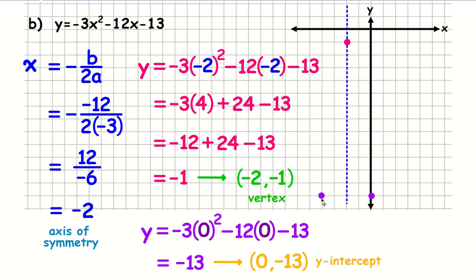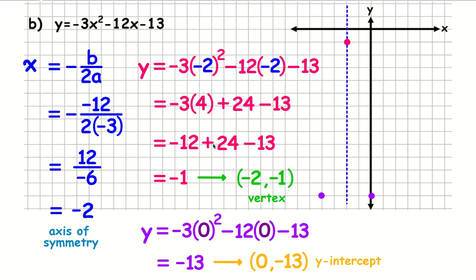Okay? And so what would your third point be? -4, -13. So there would be your 3 points. We're not trying to overdo this or go overboard with this.